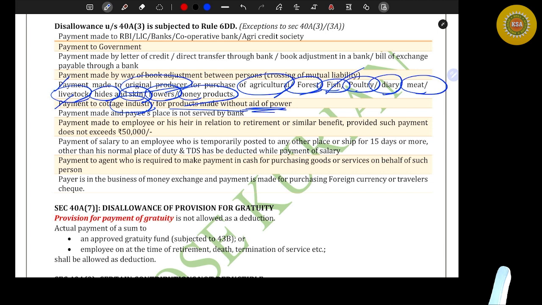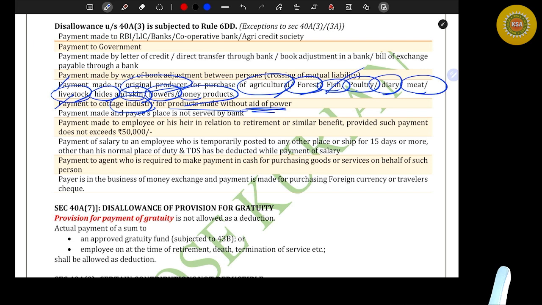Kind of a deputation. You have to finish that project and come back. Are you with me? During the posting itself, I have mentioned that you have to be there for 2 months, 3 months, 4 months, whatever it is. So I posted him for how many months? 2 months. It is more than 15 days. He had posted an employee in any other place other than his normal place of duty.